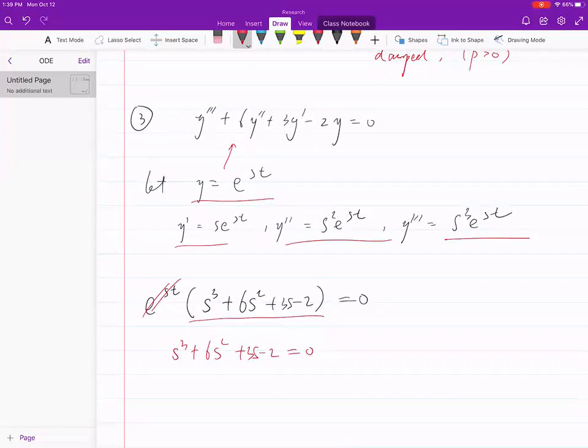Sounds good? What if I have y to the 5th? That's just going to give me an s to the 5th. Y to the 7th, that's going to give me just s to the 7th. So no matter what, if you assume this assumption, basically you're just going to have a lot of power.